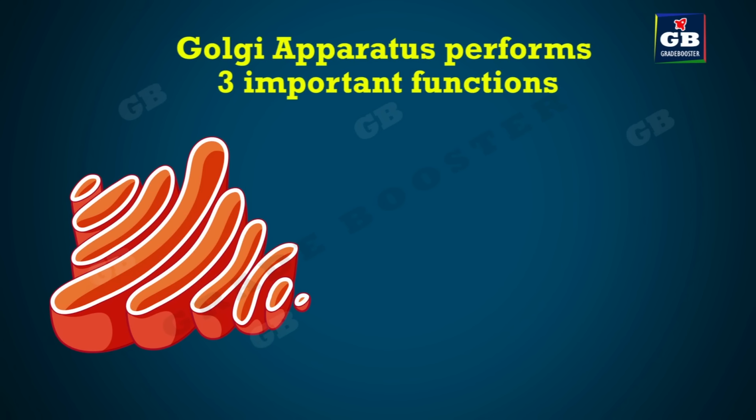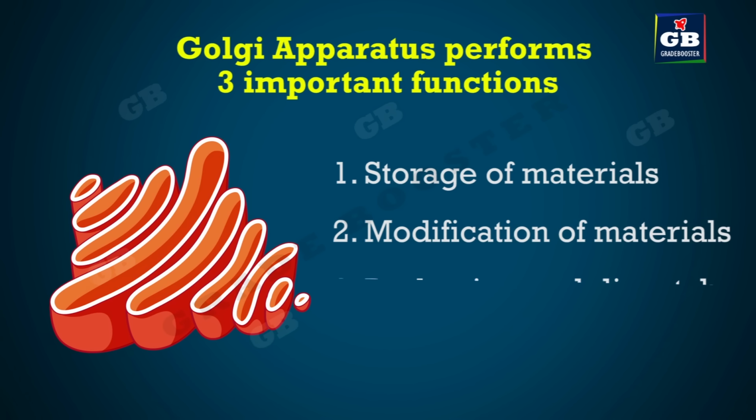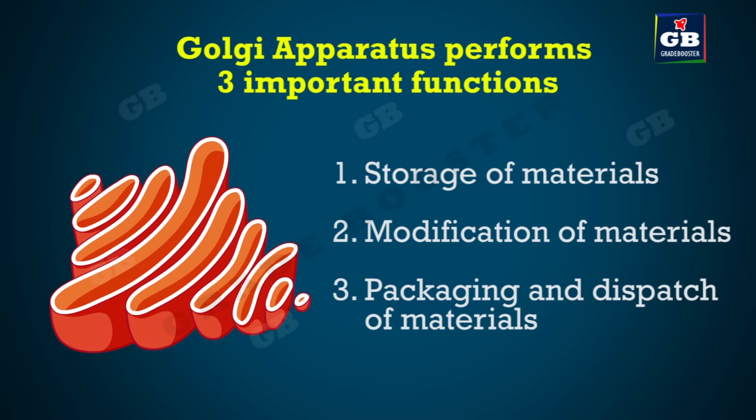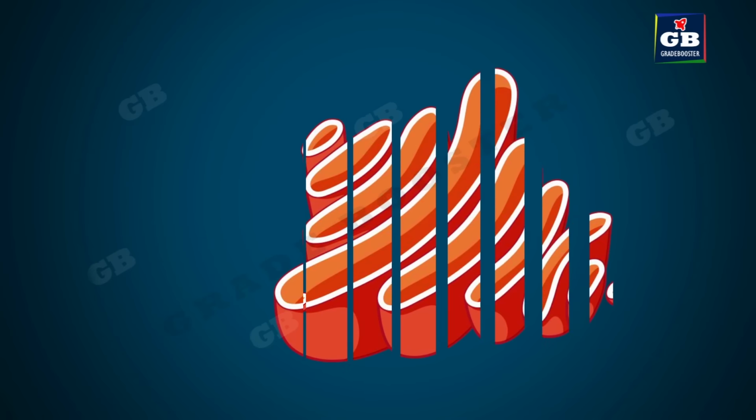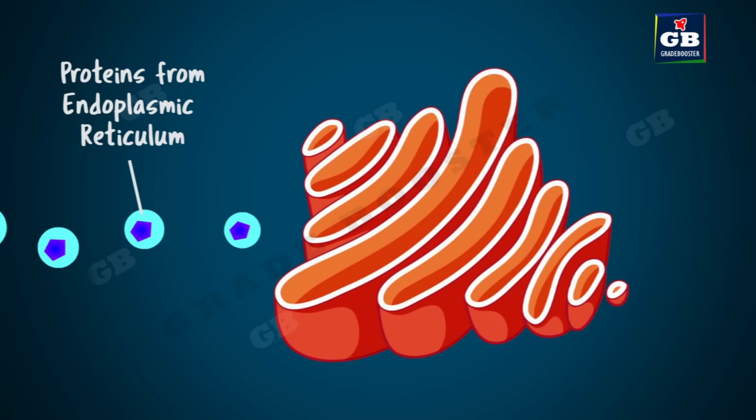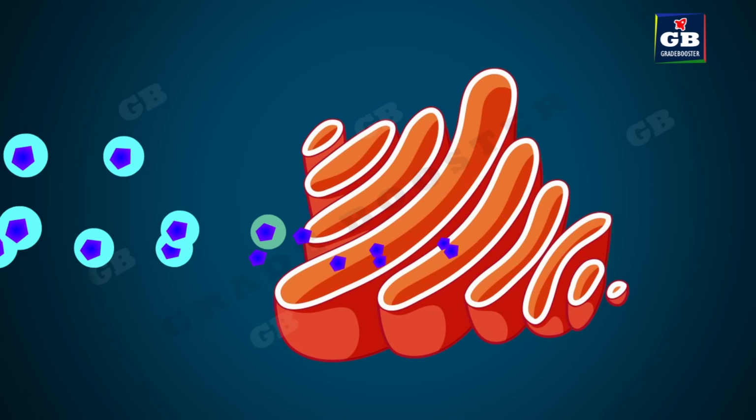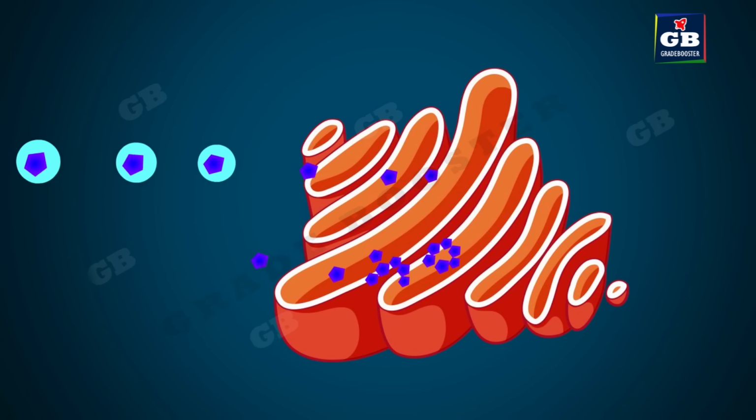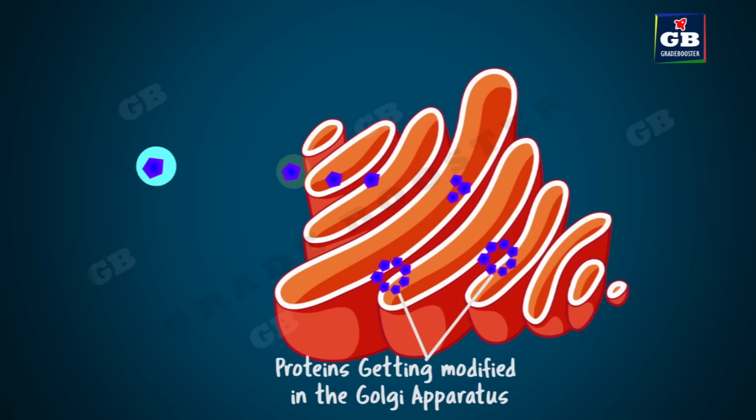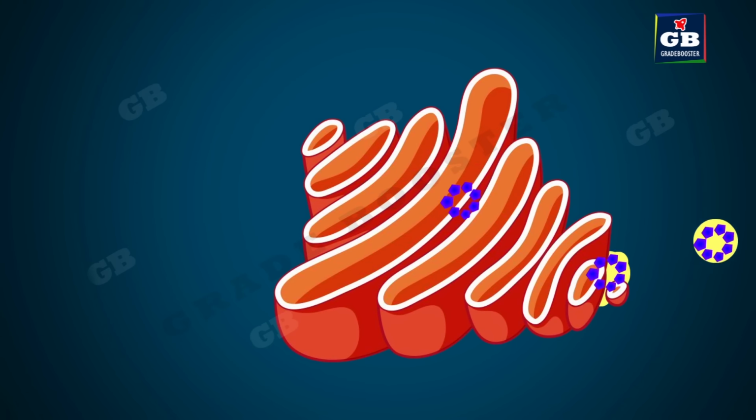Golgi apparatus performs three important functions. 1. Storage of materials. 2. Modification of materials. 3. Packaging and dispatch of materials. The Golgi apparatus gathers simple molecules and combines them to make more complex molecules. Then it takes the big molecules and packs them in vesicles. It may store these vesicles for later use or dispatch them.